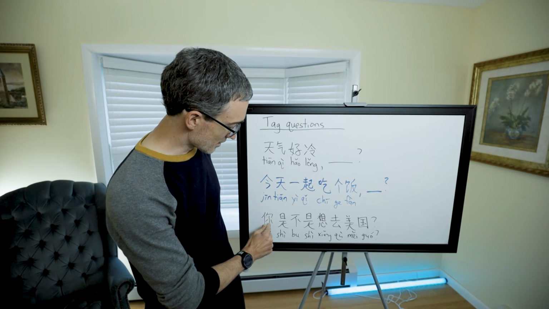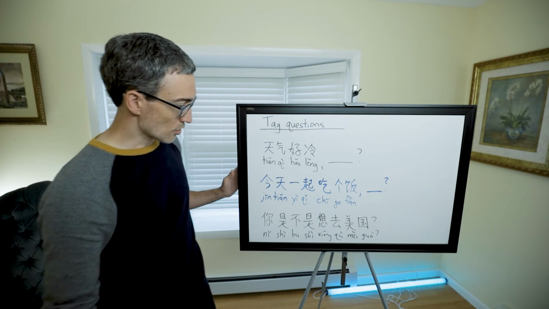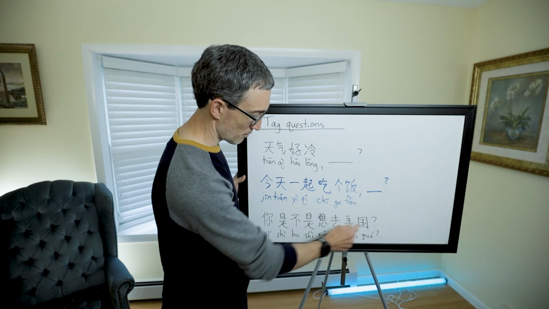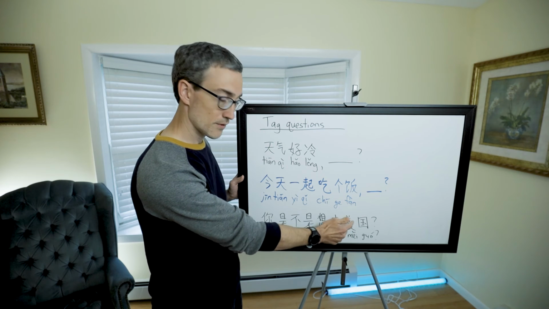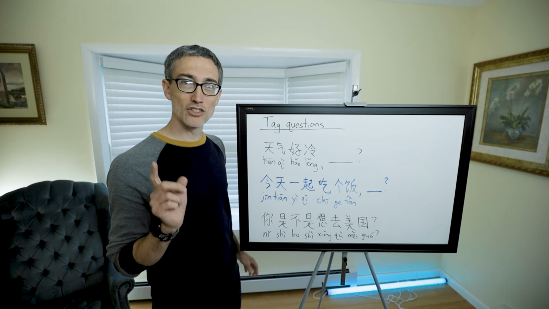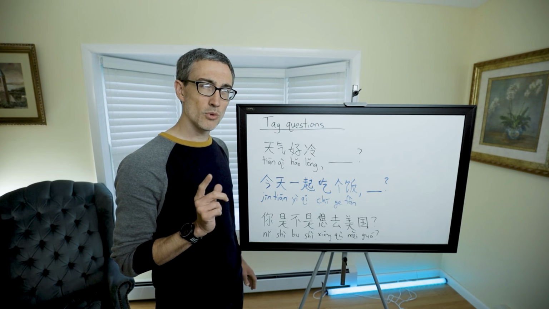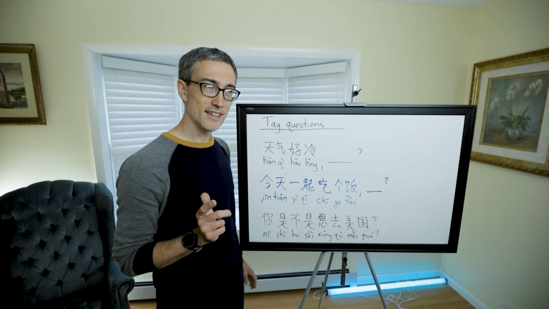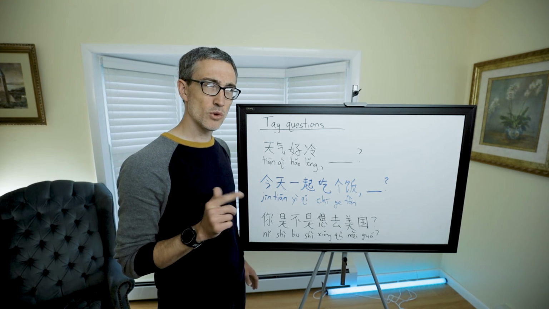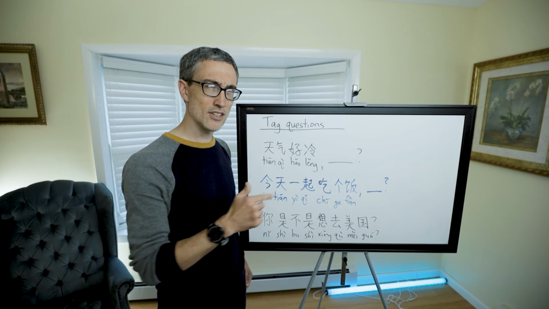He said, the sentence is 你是不是想去美国? So 你想去美国 means you want to go to America. So the question is, do you want to go to America? But it's not exactly do you want to go to America. It's something like, is it that you want to go to America? Is that what's going on here? That's what's happening right now? Am I understanding correctly? Is it that you want to go to America?